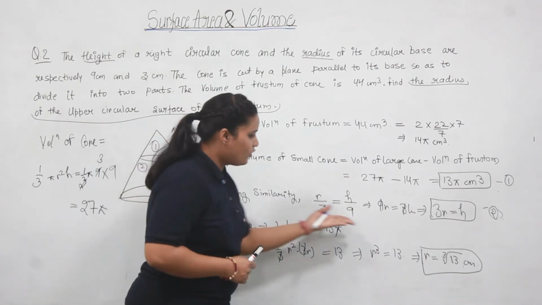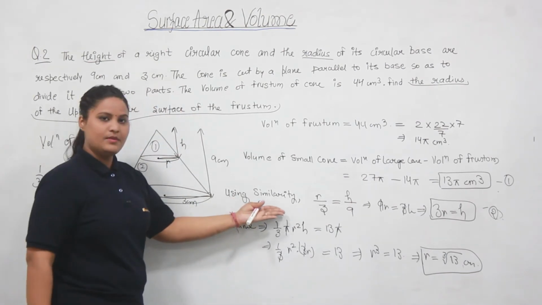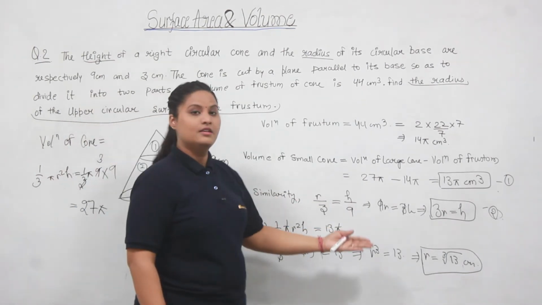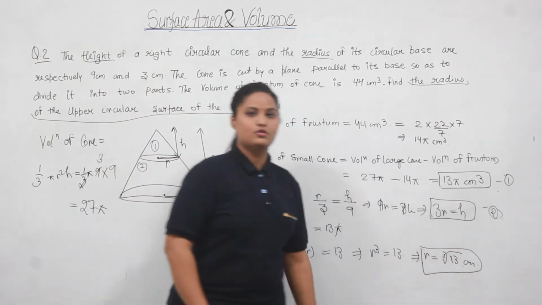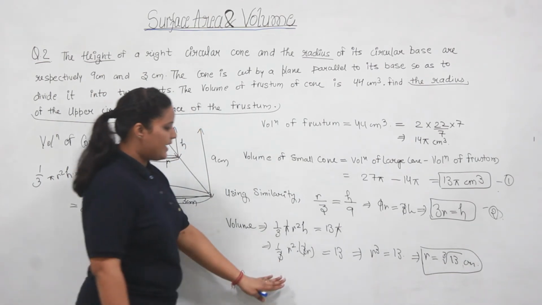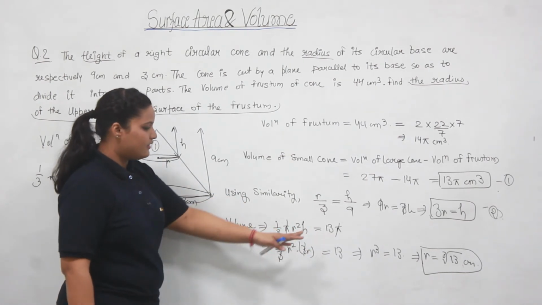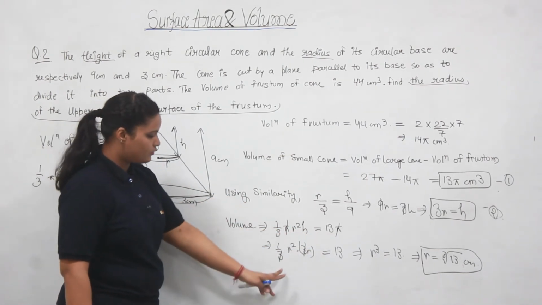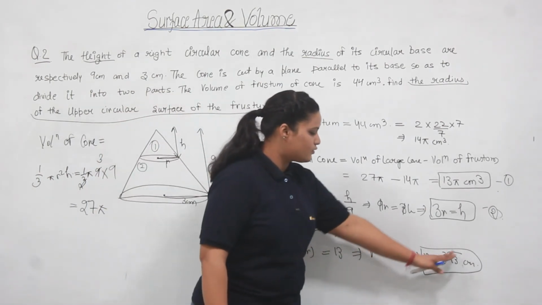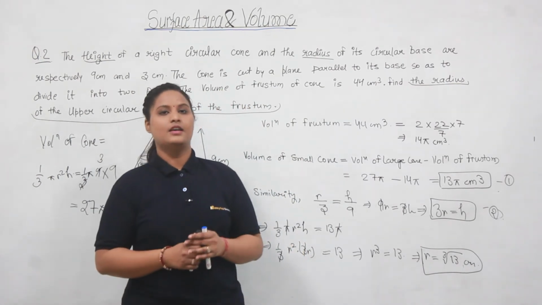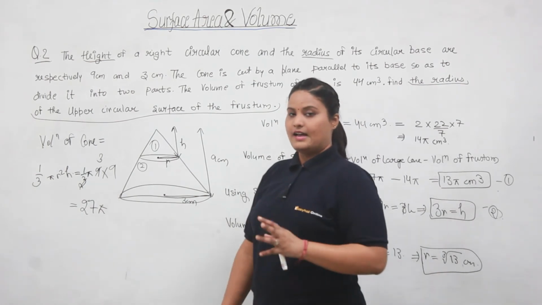Now finding out the relationship between the radius and the height of the cone, I use the concept of similarity. When the sides have equal proportions, 3r is equal to h. Now apply the formula: 1 by 3 pi r square h is equal to 13 pi. Pi will cancel with pi, 3 will cancel with 3, and r cube will equal 13. Hence r is equal to the cube root of 13. So this is the smaller radius of this cone. Clear, class? Okay.